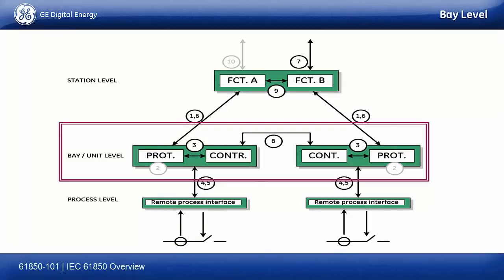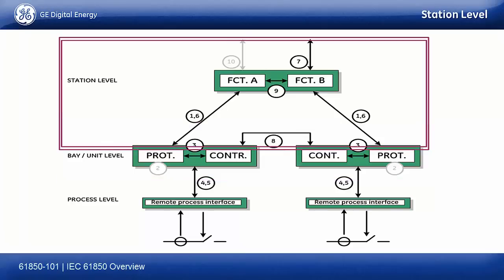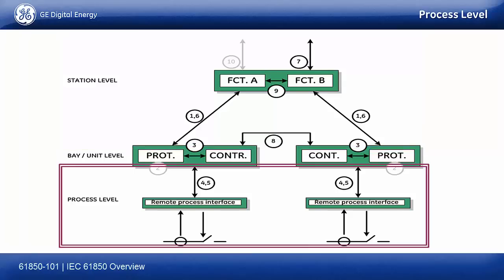So, like I said, bay level is these bay level devices: relays, bay controllers, the communication between bay level devices in the same bay, and the communications between devices at bay level. The station level devices are all these station level products: gateways, automation controllers, interlocking logic and stuff like that. And the process level devices are our primary equipment and the status, control, and measurement of this primary equipment.